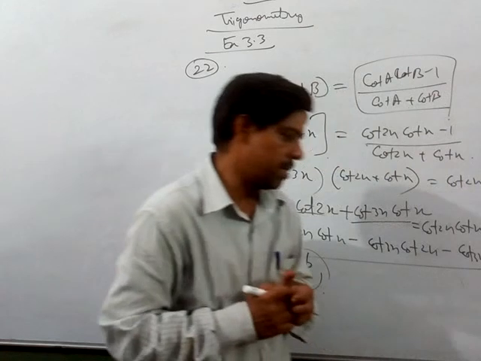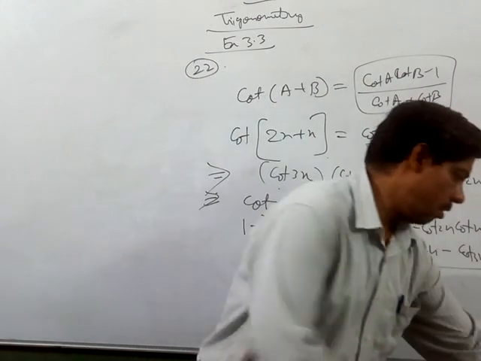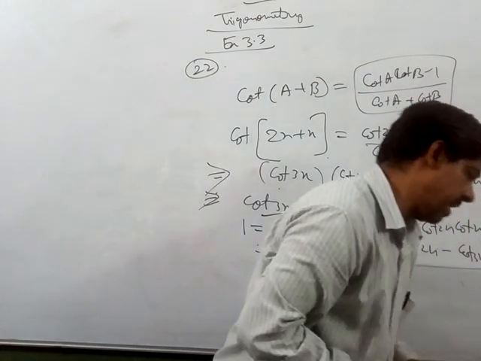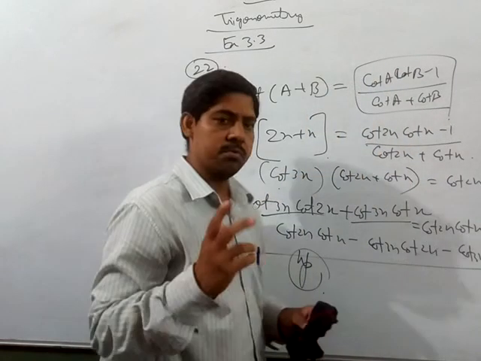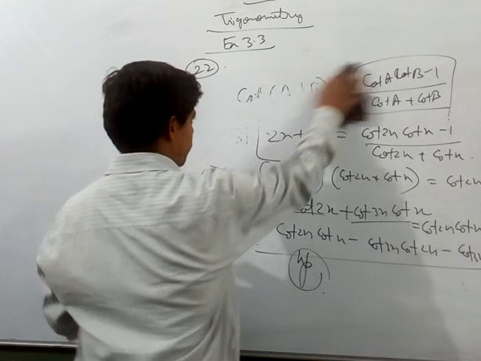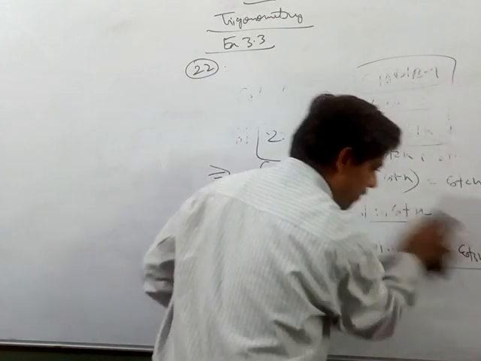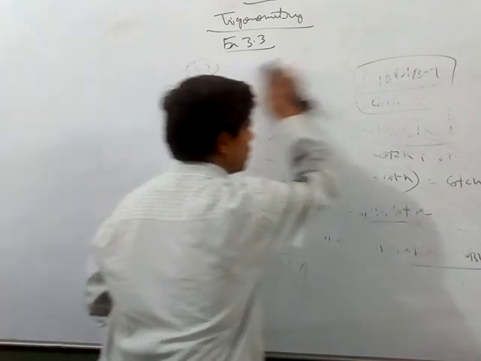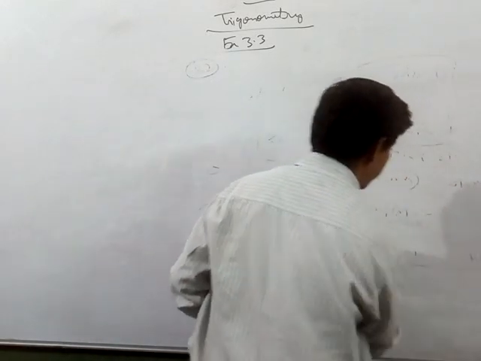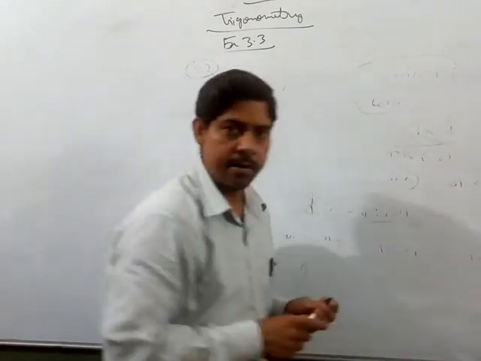Now the remaining questions are tan 4x, cos 4x and cos 6x. So let's do question number 25, cos 6x. You have to use certain identities which are very simple. In this question, you have to use two identities. One is cos 3x and another is cos 2x. So I will write both the identities here.